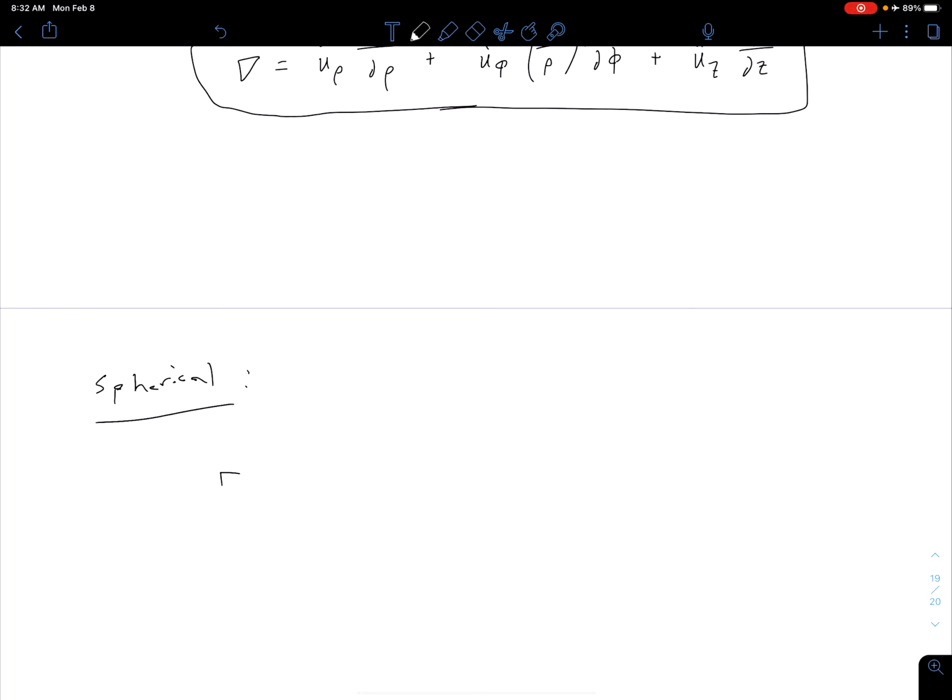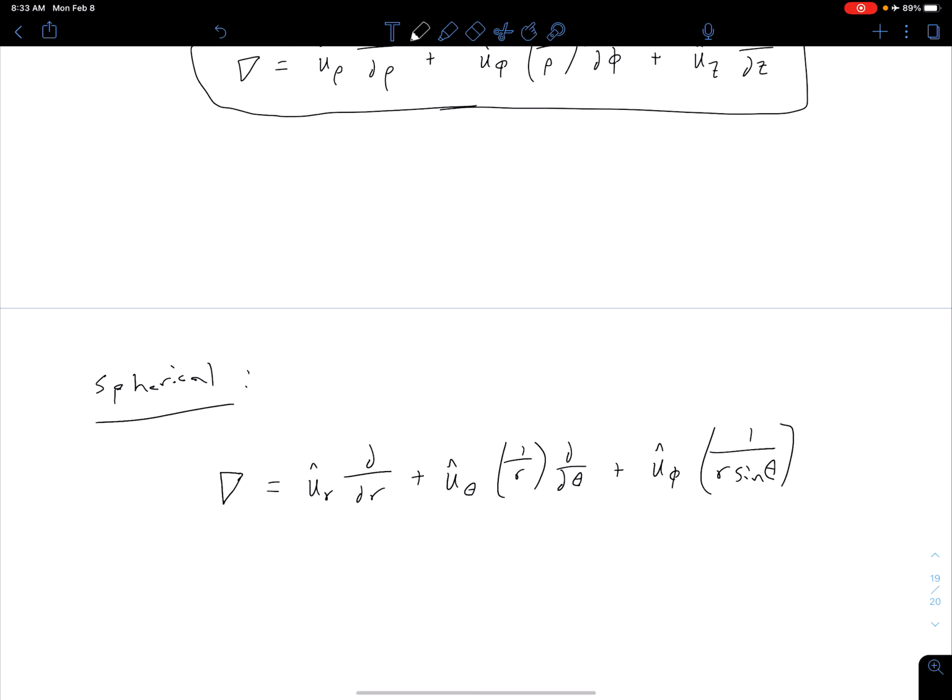So for spherical coordinates, we have that our del operator is equal to, and again, I'm writing my unit vector on the left because it's going to depend on the angle. So we have u of r times the partial derivative with respect to r, plus our theta direction times 1 over r, partial derivative with respect to theta, plus our phi direction times 1 over r sine of theta, times the partial with respect to phi.